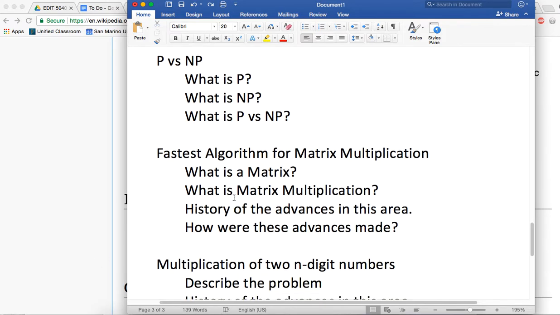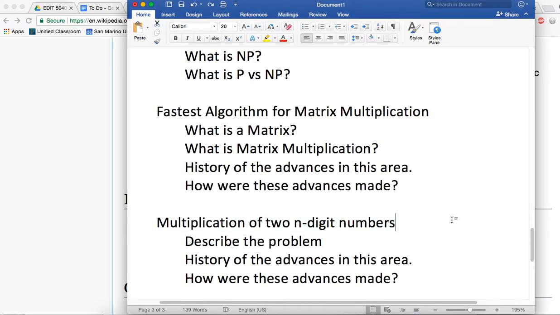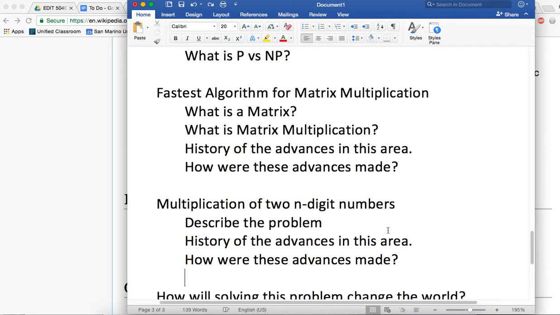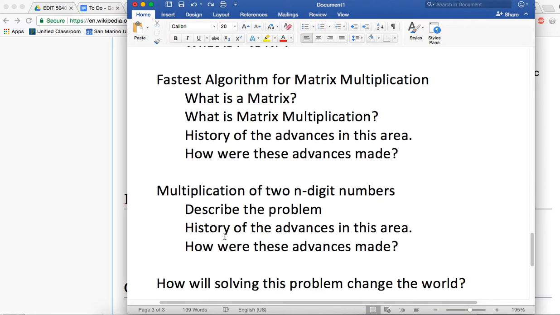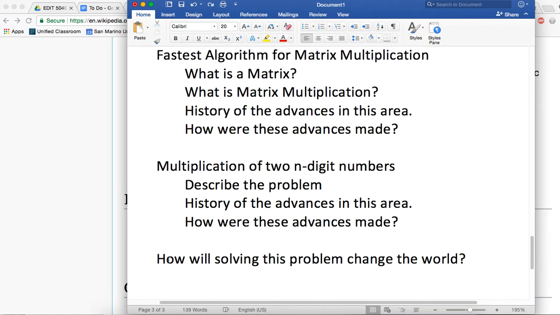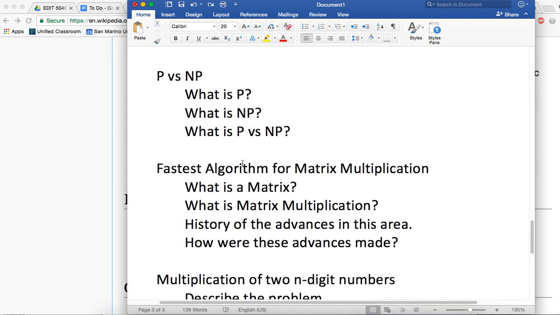So the last one is multiplication of 2 n-digit numbers, and first of all, we will want to describe the problem, the history of some of the advances that were made, and the mathematics of how those advances were made. And lastly, the question that I want you to think about as you study these 3 different open problems is, how will solving this problem change the world? Because I can assure you that solving this problem here will change the world.